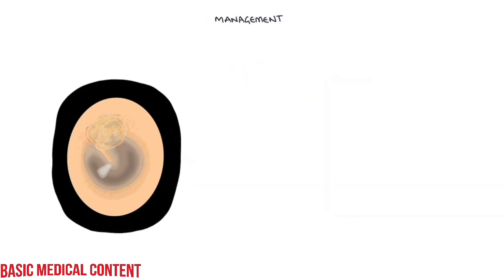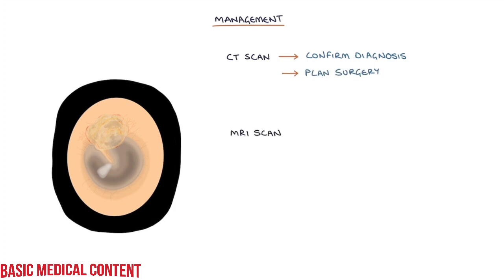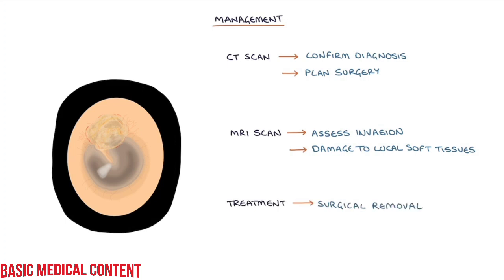Let's talk about management. A CT scan of the head can be used to confirm the diagnosis and plan for surgery. An MRI scan may be helpful to assess the invasion of the cholesteatoma and any damage to local soft tissues. Treatment involves surgical removal of the cholesteatoma.